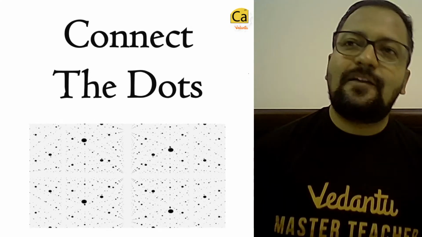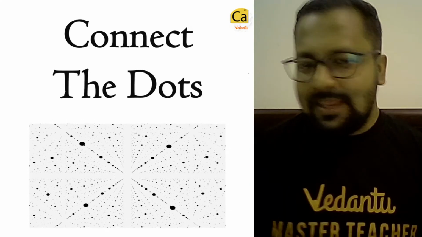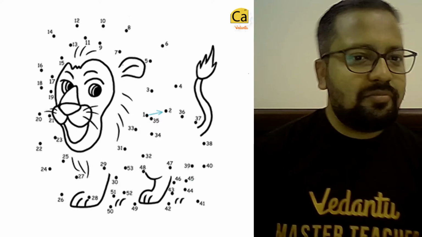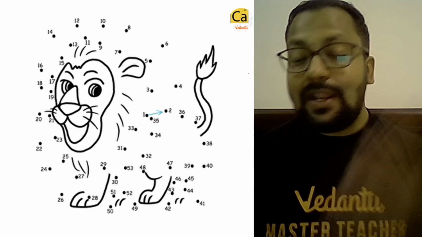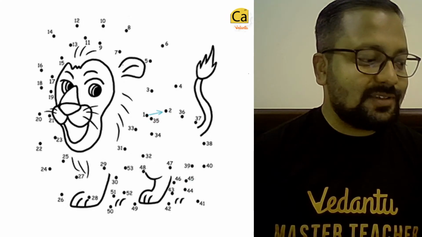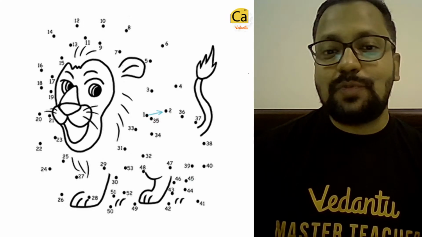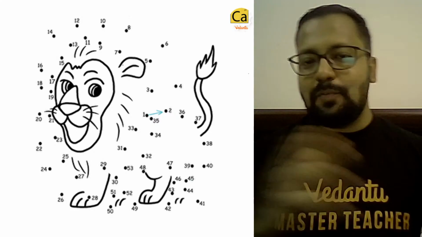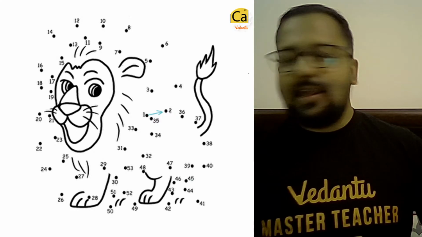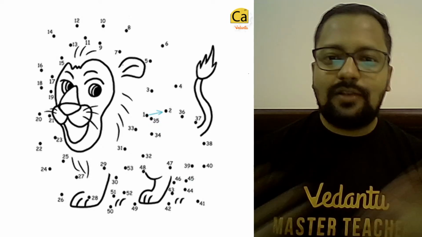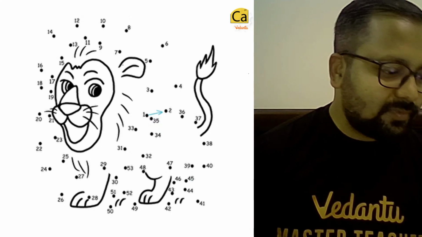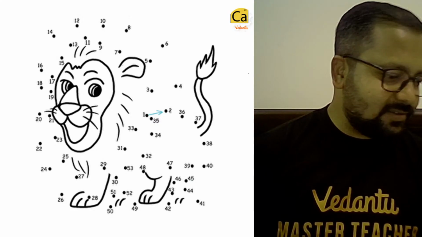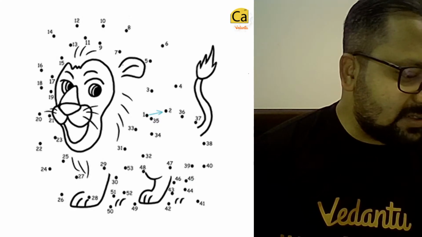Let's start with your childhood. When you were a kid, you were presented pictures like this. You might have seen pictures like these in newspapers, and if I recall correctly, I have also seen this in multiple books that were given to me by my parents, and in newspapers, magazines, Twinkle, Champak, and so on and so forth. Can you tell me what animal this is?